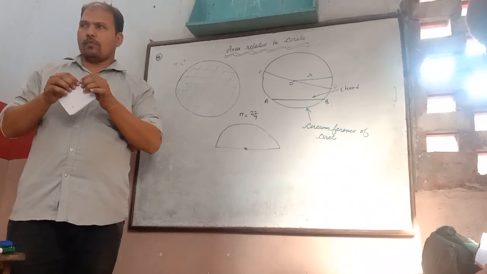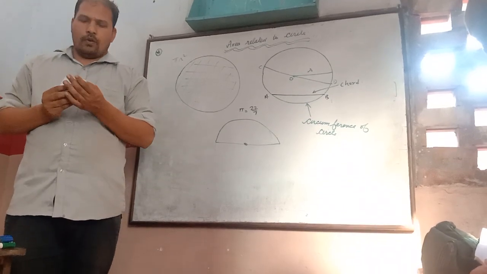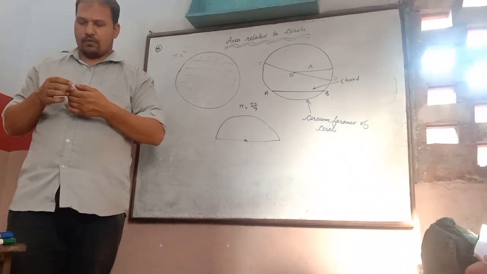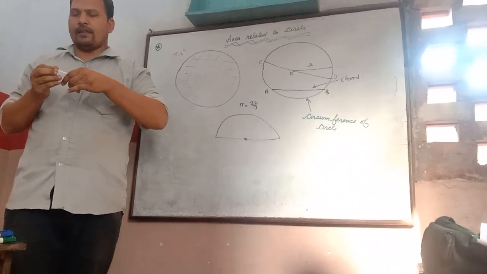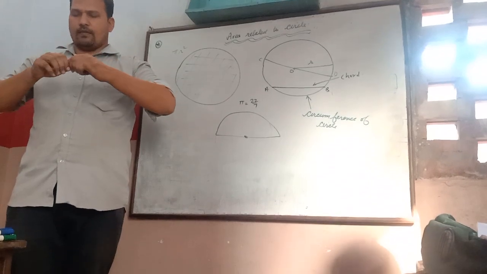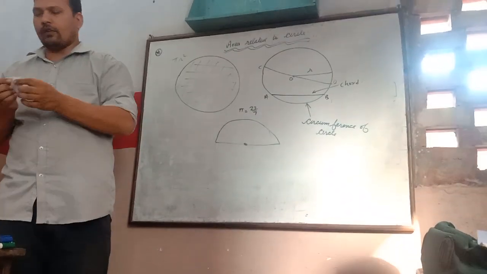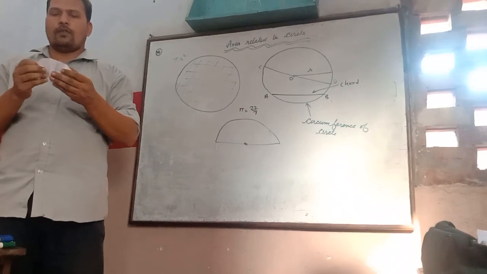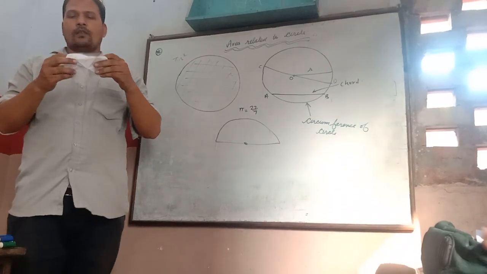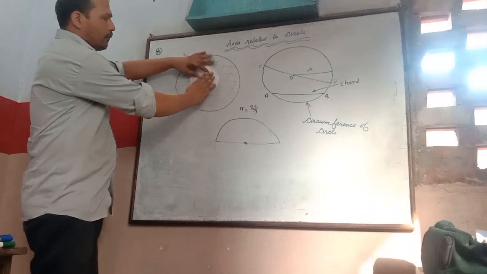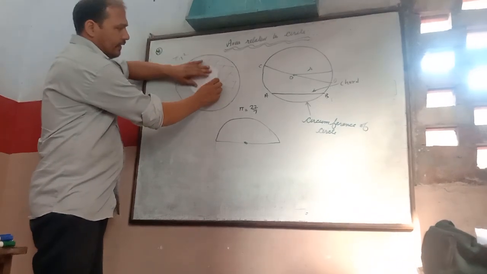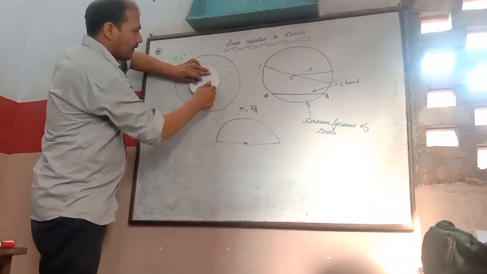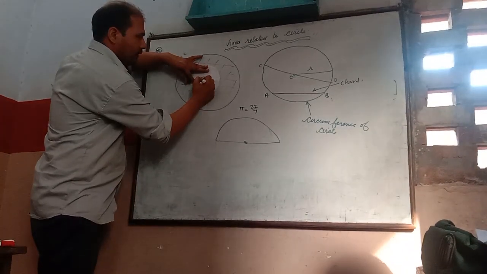Now, that is a circle. Okay. That is a circle. Clear? Now area of this portion is the pi r square. What is the area of a whole circle? Is the pi r square.